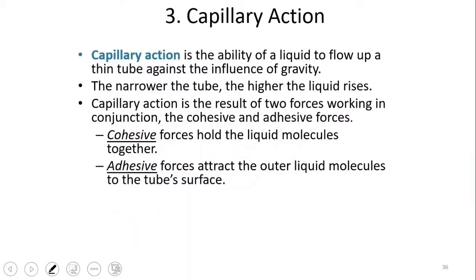All right. The reason capillary action happens is because there are two forces that are working in conjunction: cohesive and adhesive forces. So cohesive forces are the forces holding the liquid molecules together. In other words, these are the intermolecular attractive forces between the molecules of the liquid. For example, in the case of water, that would be hydrogen bonding mostly. Adhesive forces are the forces that attract the outer liquid molecules to the tube's surface. In other words, this is an interaction that may or may not be the same kind as the intermolecular forces acting between the liquid molecules, but these are the interactive forces between the liquid molecules and the surface of the tube.